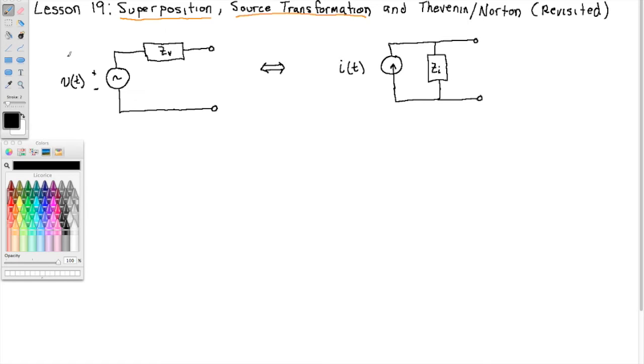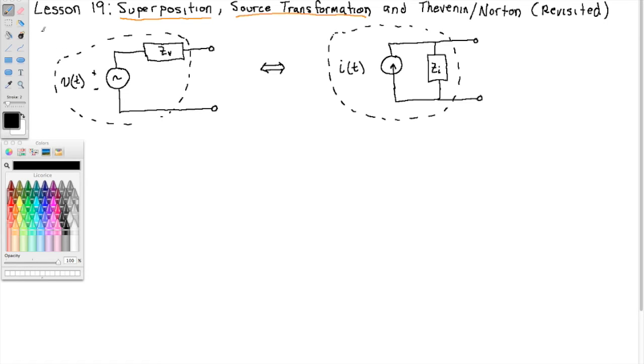such that everything outside of this universe, outside of the dashed circle, remains unchanged. All of the voltages outside of the dashed box remain the same. All of the currents outside the dashed box remain the same. Can we do this transformation? Yes, we can.